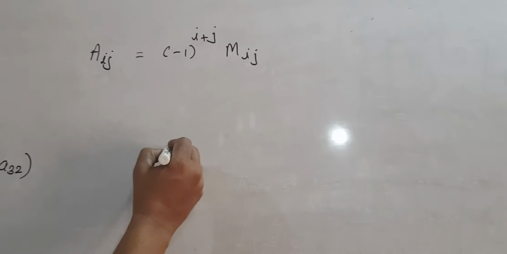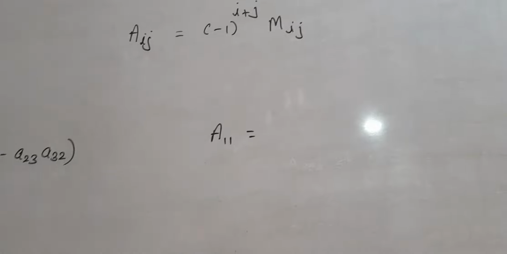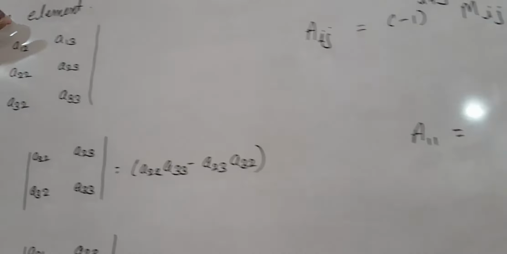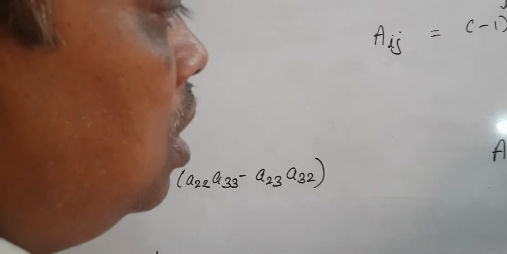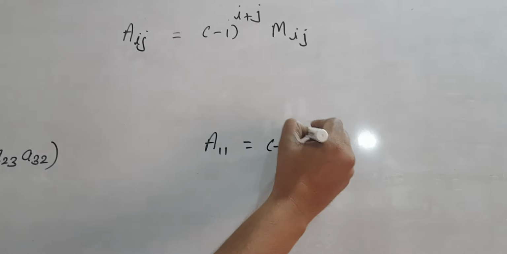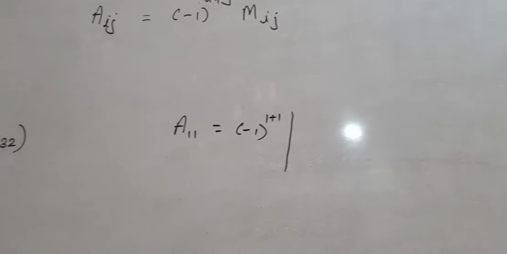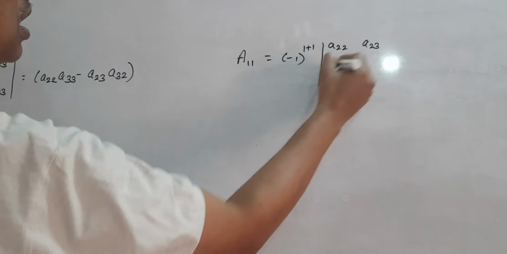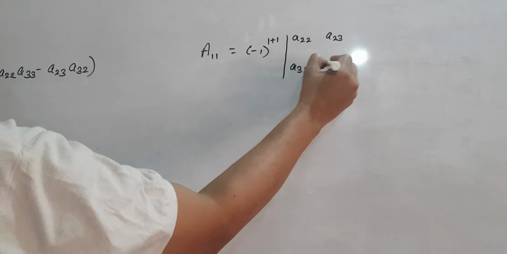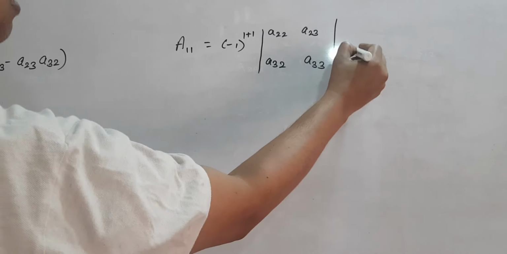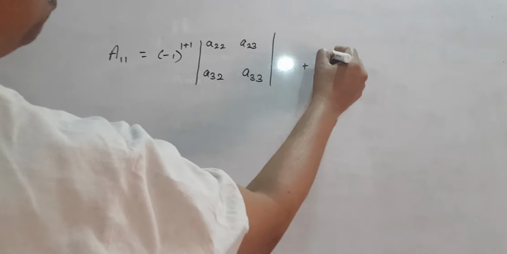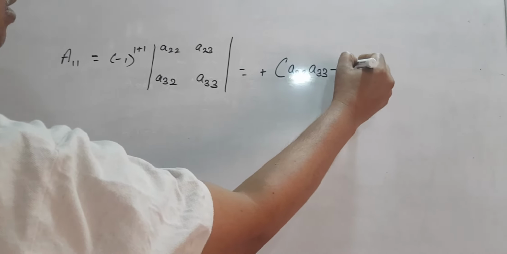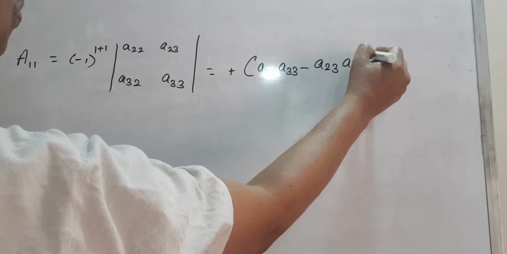So in that case, what is A11? Say the cofactor of 1, 1. You can use this: minus 1 raised to i plus j, meaning 1 plus 1. And that determinant M11 we write as it is: A22, A23, A32, A33. So it becomes minus 1 raised to 2, which is plus. But the calculation part is A22 A33 minus A23 A32.